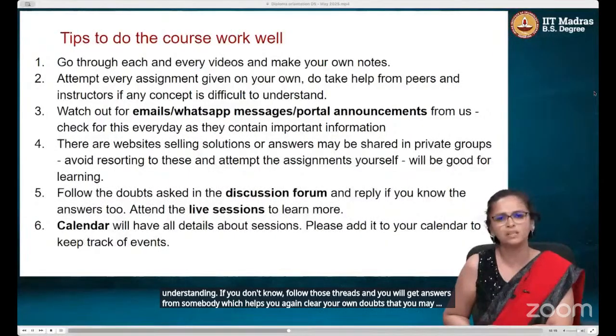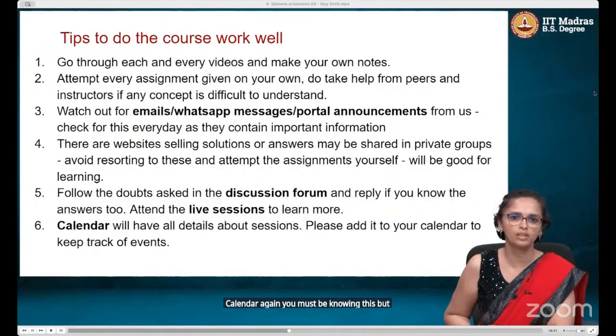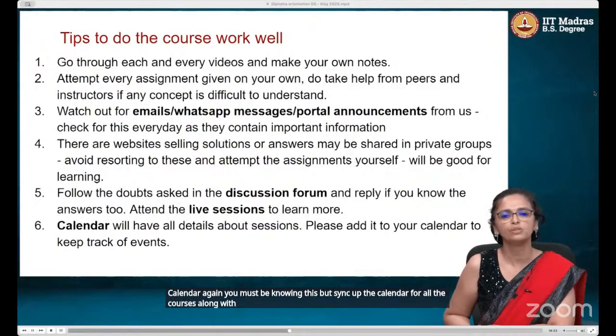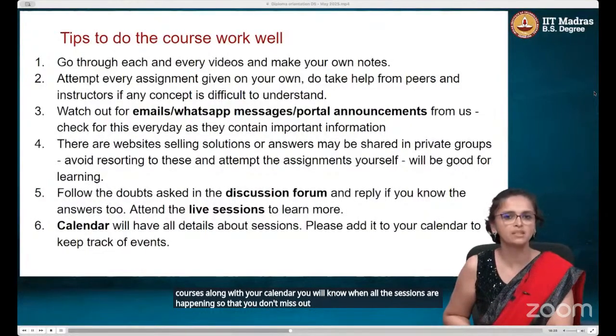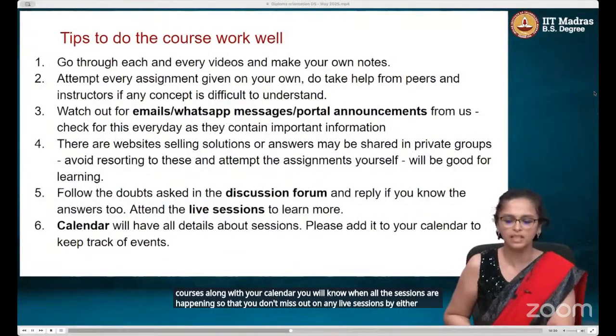Calendar, again, you must be knowing this, but sync up the calendar for all the courses along with your calendar. You will know when all the sessions are happening so that you don't miss out on any live sessions by either the instructors or the teaching assistants.